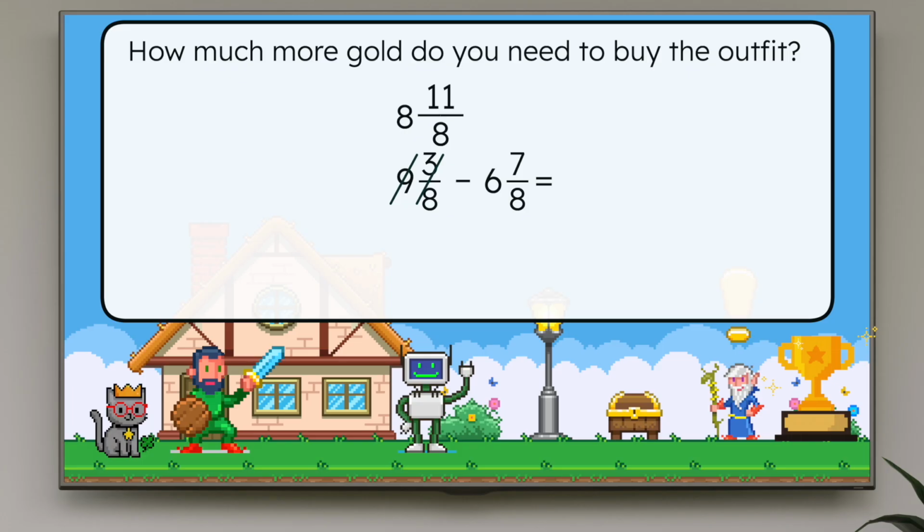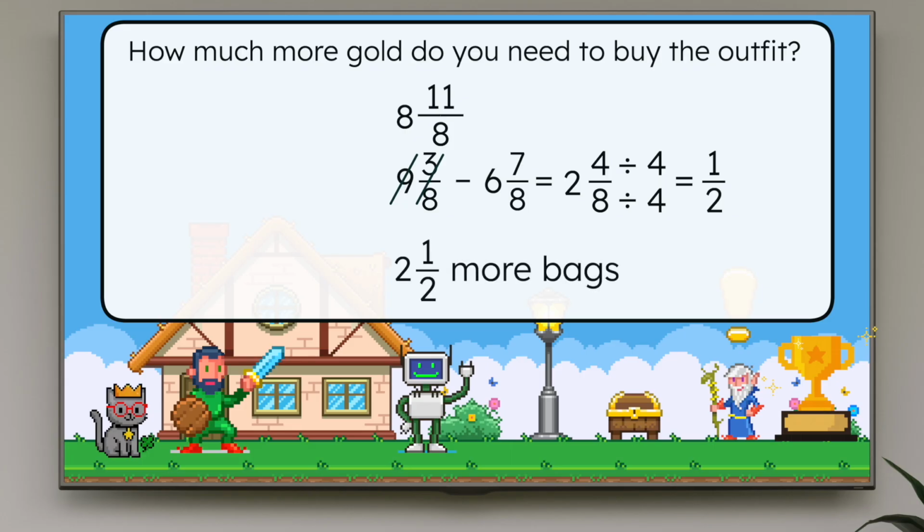8 minus 6 equals 2, and 11/8 minus 7/8 equals 4/8. Remember to check if your answer can be simplified. What factor do 4 and 8 share? 4. 4 divided by 4 equals 1, and 8 divided by 4 equals 2. That means to afford the outfit that costs 9 3/8 bags of gold, we need 2 1/2 more bags. Nice work. On to the second part of the challenge.